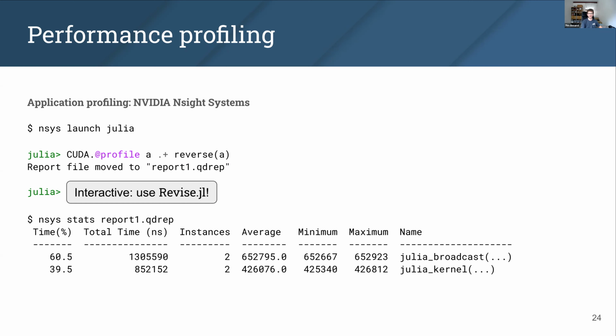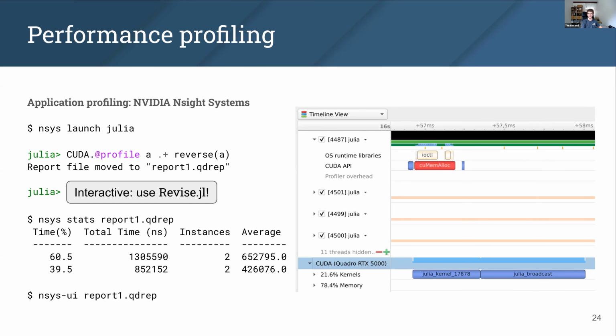But the most valuable thing to do is to use the Nsight Systems user interface. If we load our report file, we get a very useful timeline of execution. What we can see here is that both our kernels, the reversal kernel and the broadcast, happen one after another, and the GPU is kept busy. And that's good, but it doesn't always happen that way.